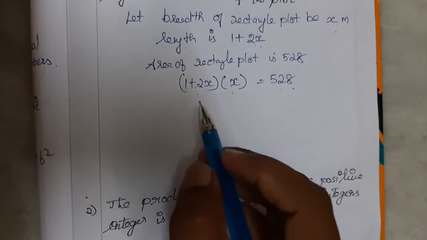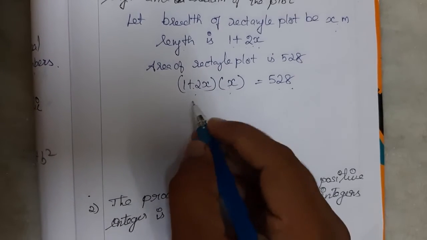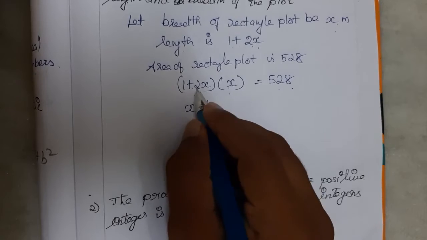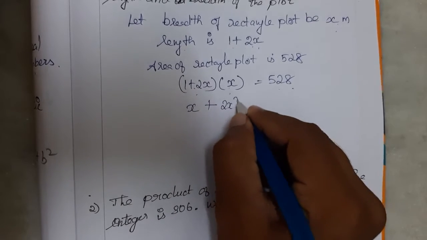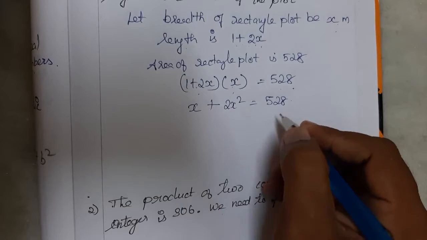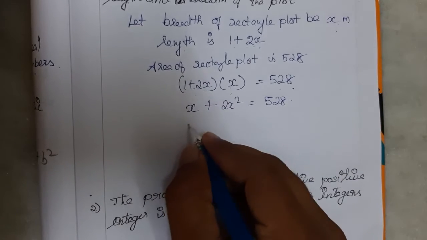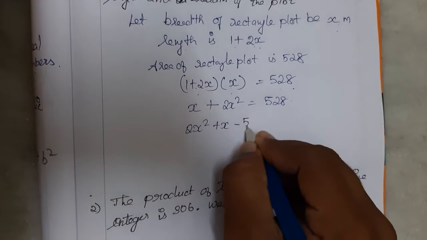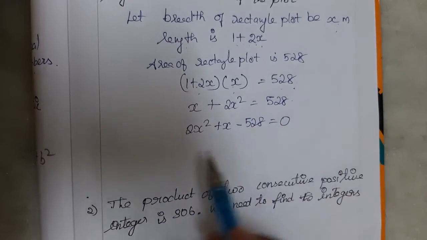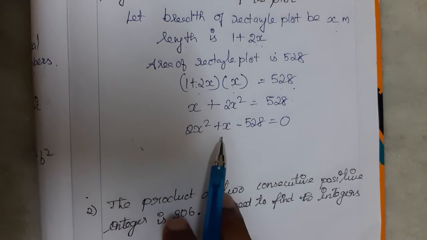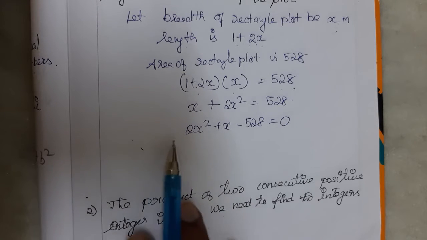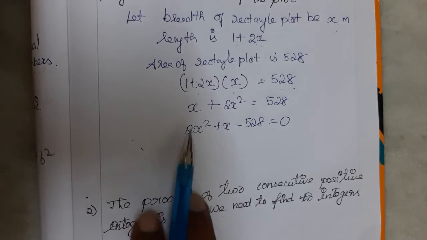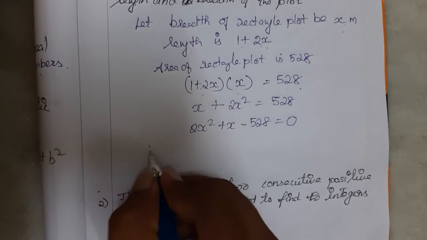Clear? So now you just expand and check whether it is a quadratic equation or not. 1 into x is x, plus 2x into x is 2x square, is equal to 528. Now rearrange: 2x square plus x minus 528 is equal to 0. Yes, it is in the general form ax square plus bx plus c is equal to 0, where a is not equal to 0, here a is 2. So it is a quadratic equation.